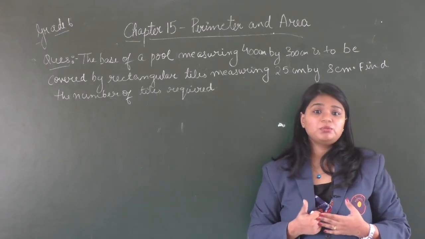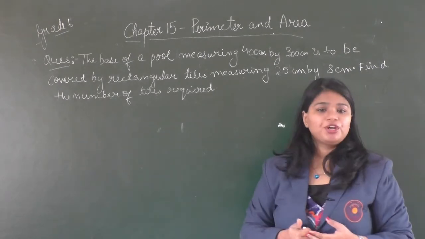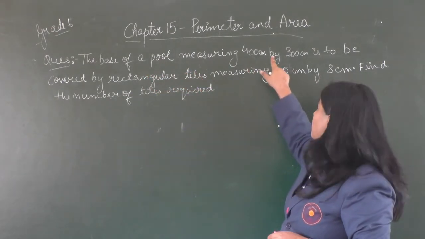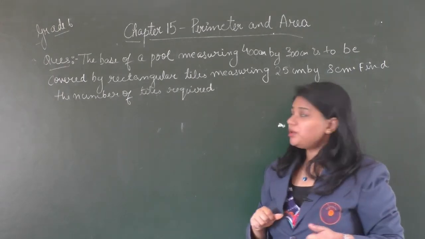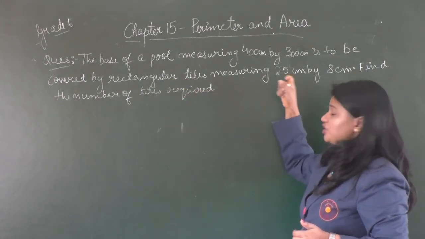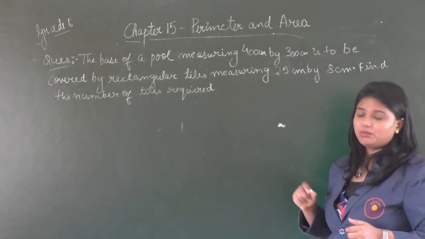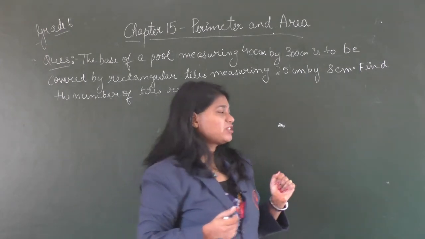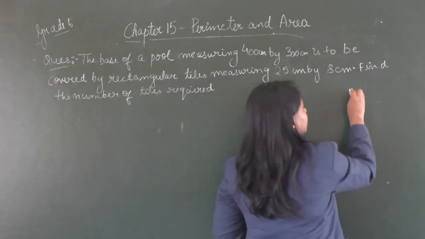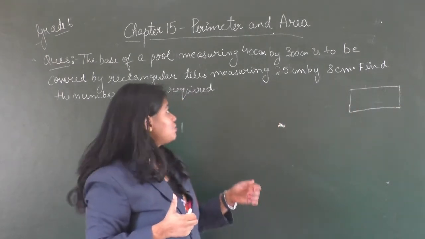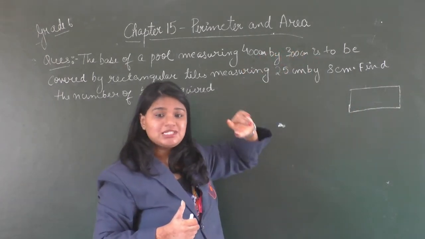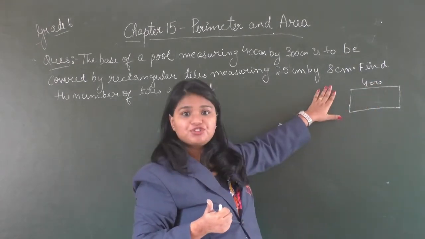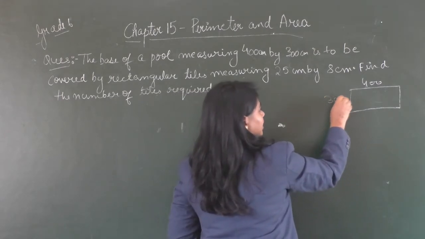Let's solve a word problem using the concept of area. Here we have a question which says the base of a pool measuring 400 centimeter by 300 centimeter is to be covered by rectangular tiles measuring 25 centimeter by 8 centimeter. Find the number of tiles required. So let's interpret this question. The question says that the base of a pool is measuring 400 by 300 centimeter. So the measure of length is 400 centimeter and the measure of breadth is 300 centimeter.